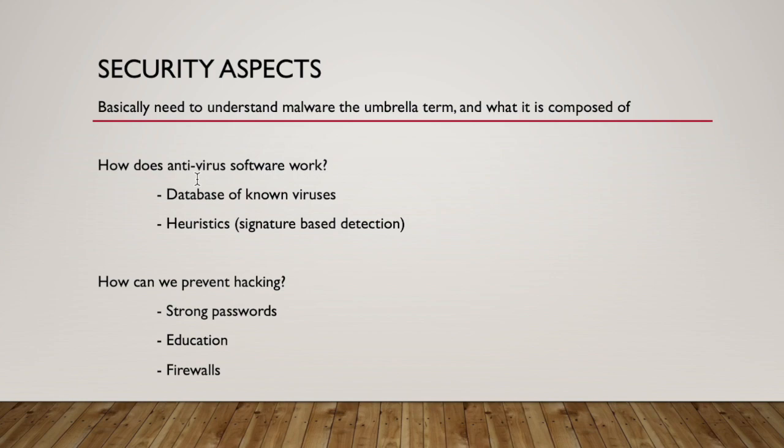So, how does antivirus software work? We have a database of known viruses, and we compare each file to that database. If the antivirus software finds a file that is the same as the file that we've got in our database, we know it's a virus. We also use something called heuristics, which is not signature-based detection. If a file is doing something which it shouldn't be, which we know that some viruses do. For example, if you've got a Word document that is sending excess amounts of information to the internet, that could be an example of heuristics where we're looking at what it's doing.